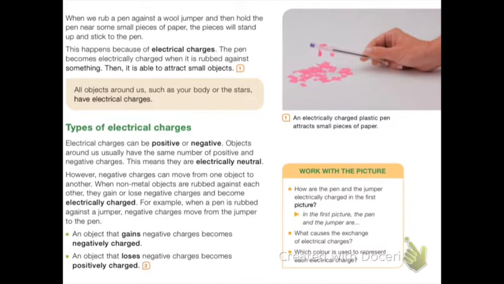When non-metal objects are rubbed against each other, they gain or lose negative charges and become electrically charged. For example, when a pen is rubbed against a jumper, negative charges move from the jumper to the pen. An object that gains negative charges becomes negatively charged, and an object that loses negative charges becomes positively charged.